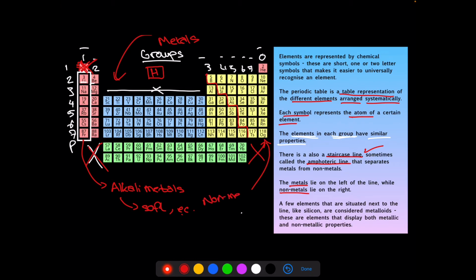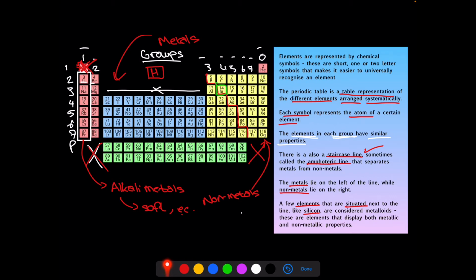The non-metals. Okay. And again, we'll look at differences between metal and non-metal properties, the main ones, in the future. So a few elements that are situated next to the line, like silicon. So we have silicon over here. Let's draw it in a different color. Silicon over here, right? Silicon. They're considered metalloids because they're next to the line.